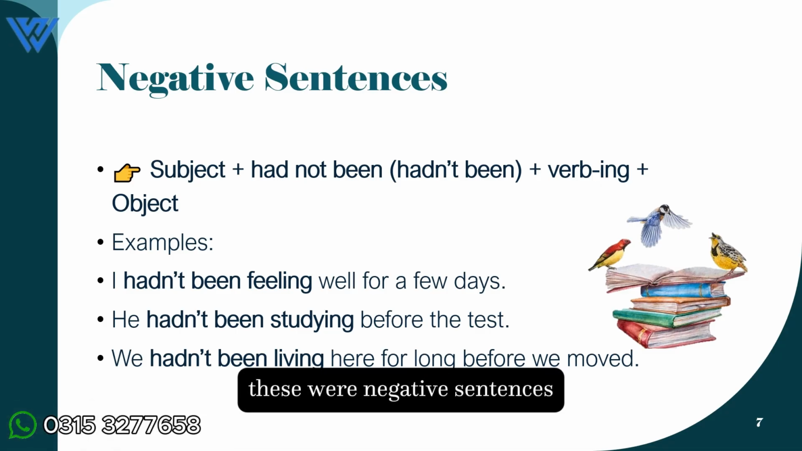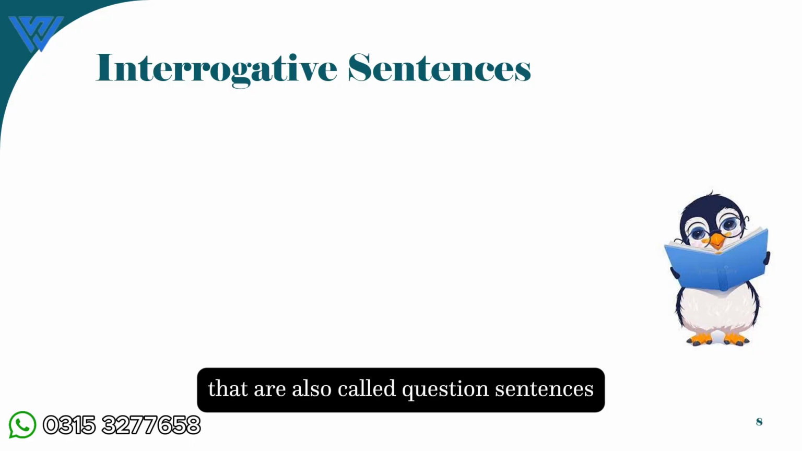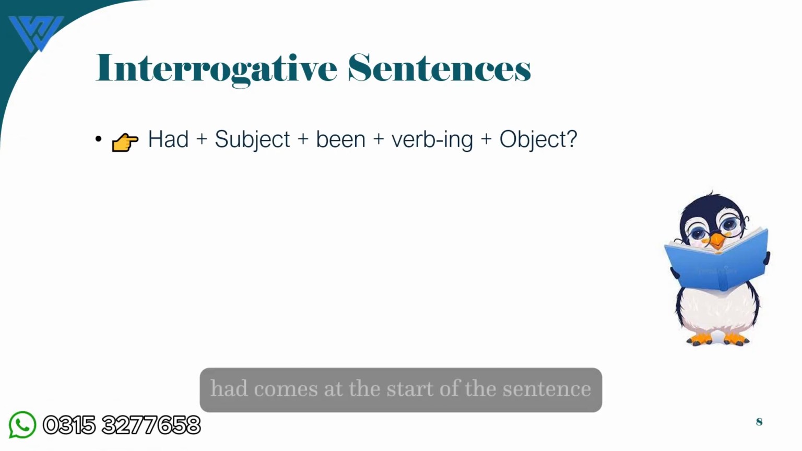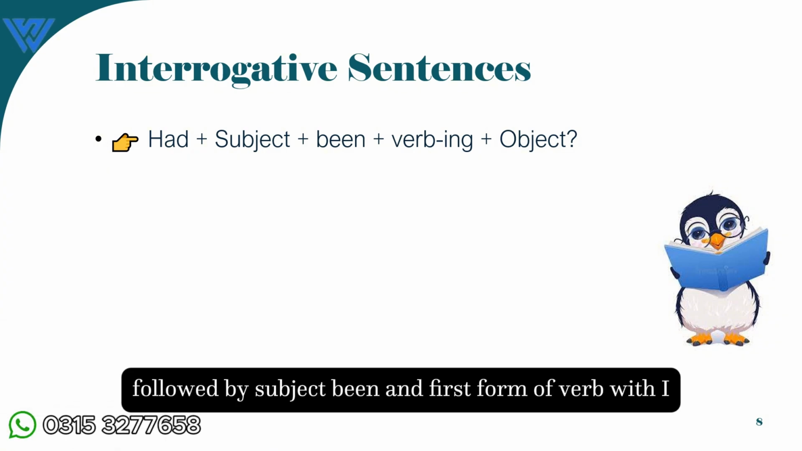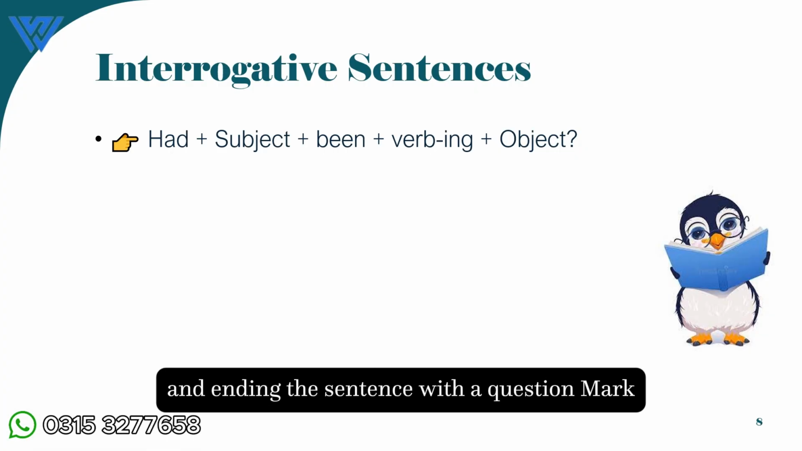These were negative sentences. Let's move to interrogative sentences that are also called question sentences. So the structure is had comes at the start of the sentence followed by subject, been and first form of verb with ing followed by object and ending the sentence with a question mark.